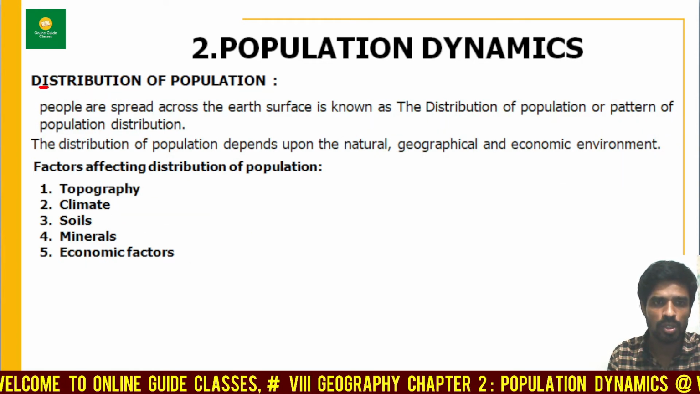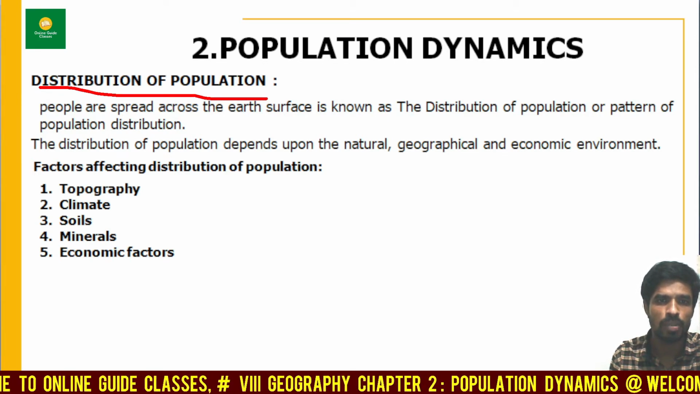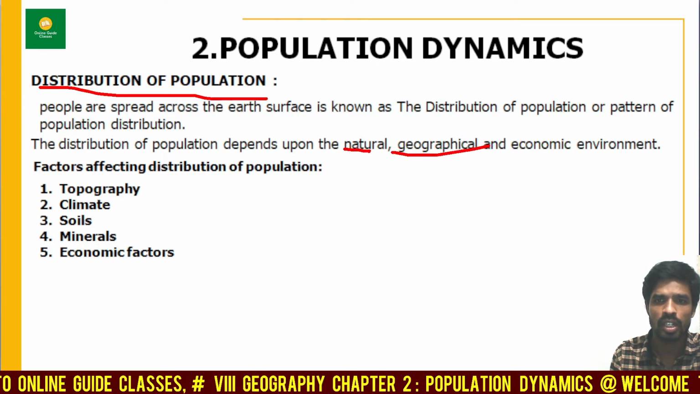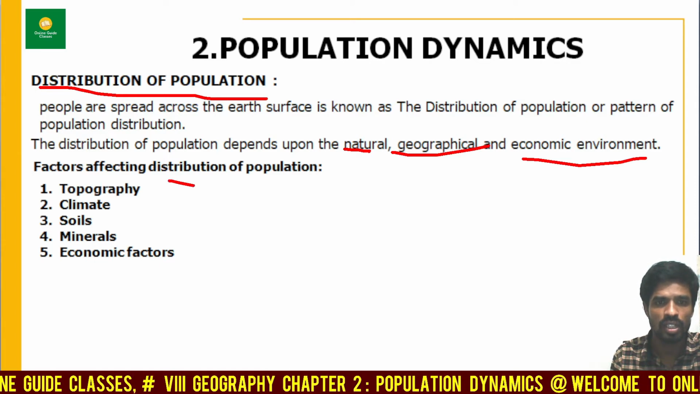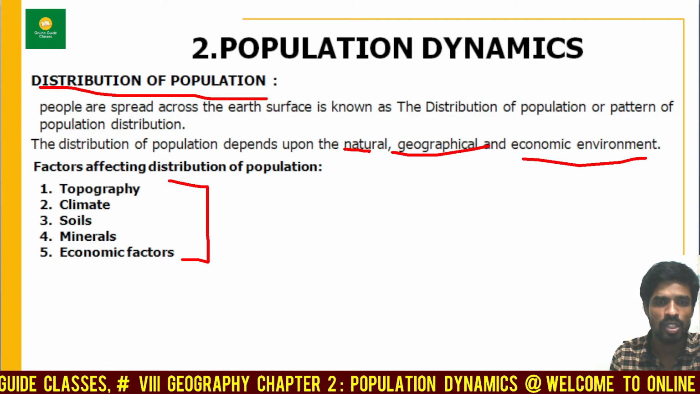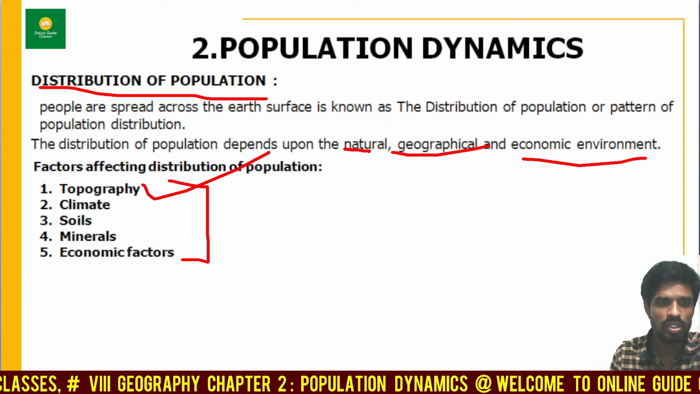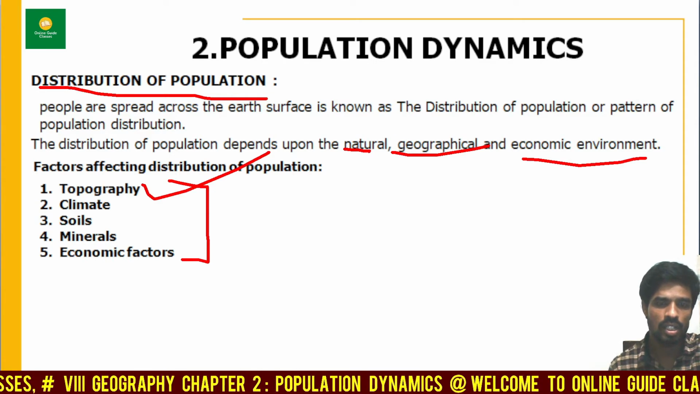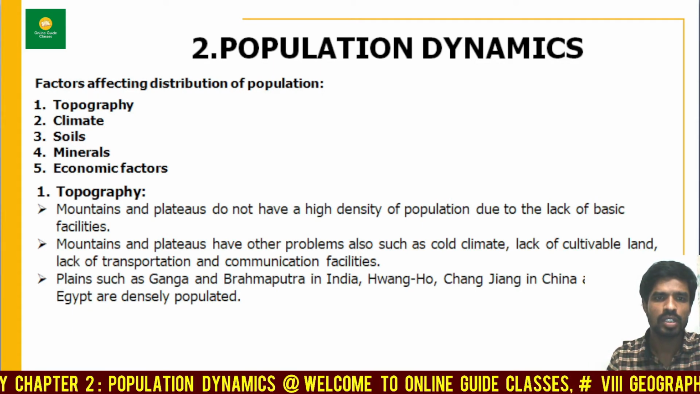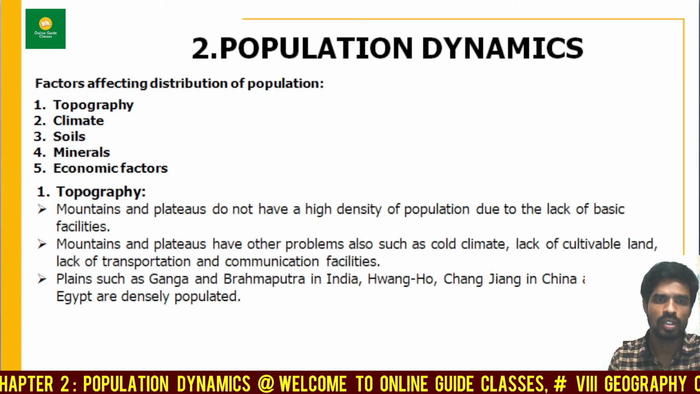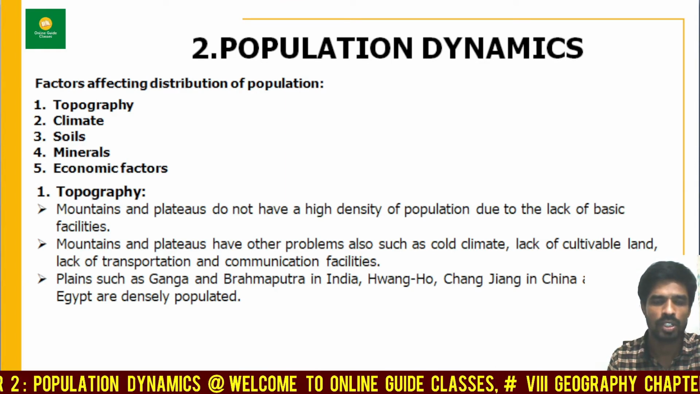We have discussed the meaning of distribution of population, and we have also discussed how it depends on 3 things: natural, geographical, and economic environment. And what are the factors that are distributing the population? There are 5 factors. Because of these 5 factors, the population is distributed to different parts of the world. We are going to study all these factors. The first one, as you can see here, is topography. Topography plays a vital role in distributing the population to different parts of the world.